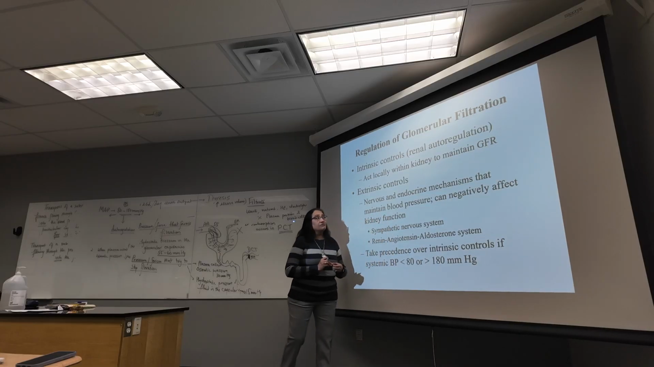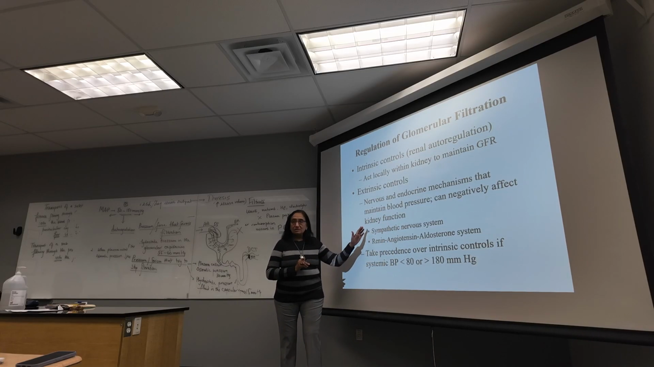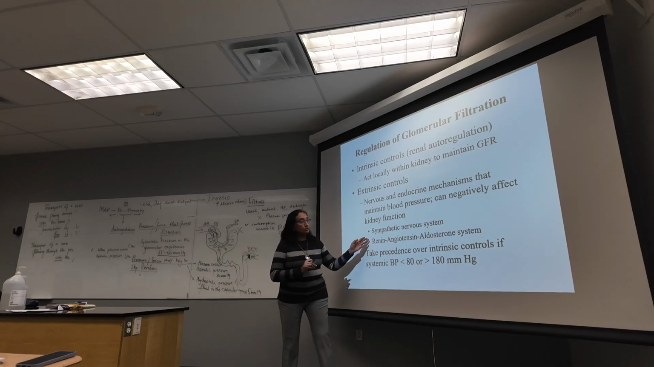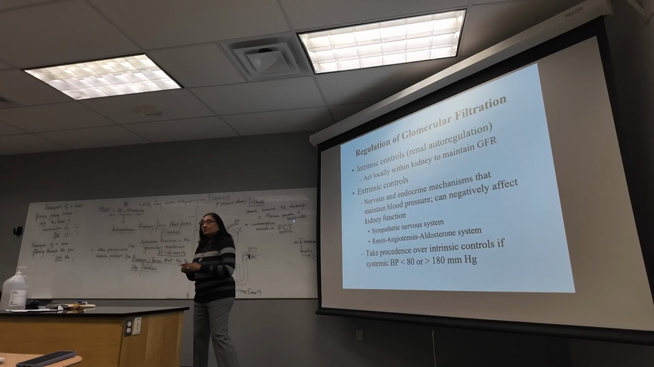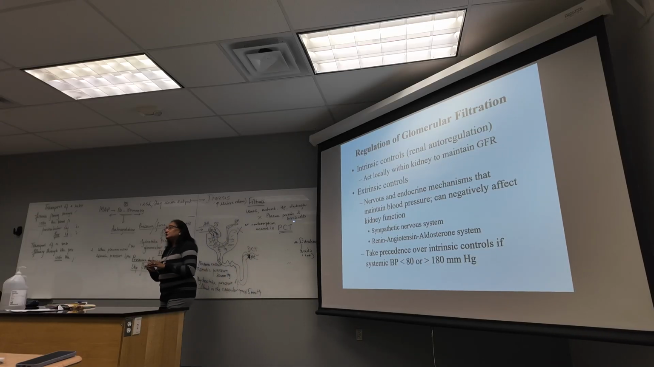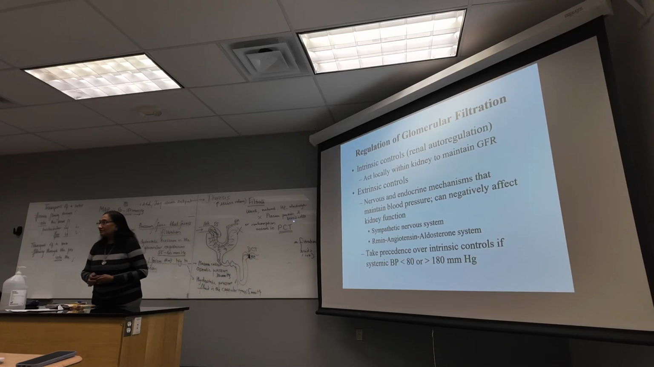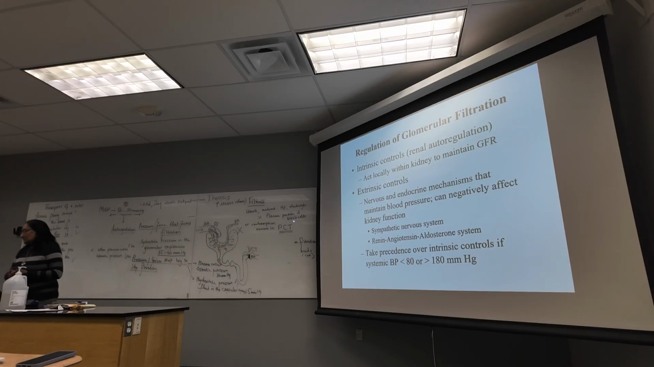And then, of course, extrinsic control. If the blood pressure drops, then you have the renin-angiotensin-aldosterone mechanism, which will try to keep the blood pressure up so that glomerular filtration does not change. So we will go through that. We have looked at renin-angiotensin, but we will take a look at it again.